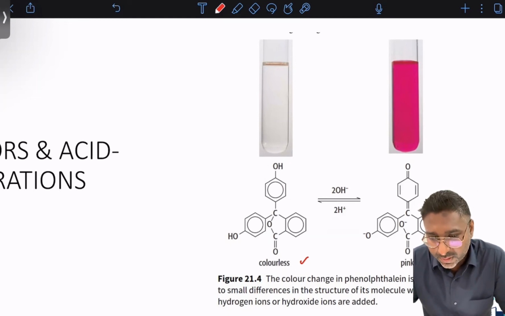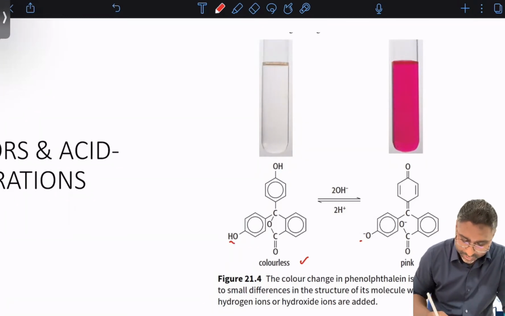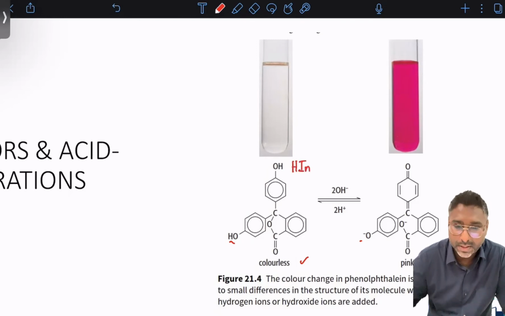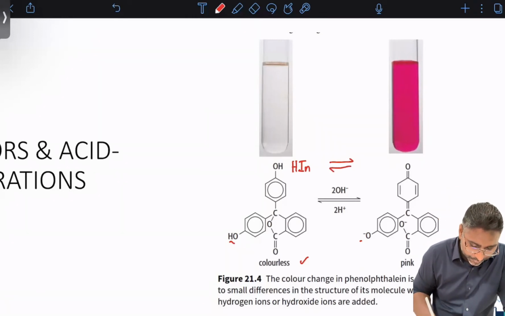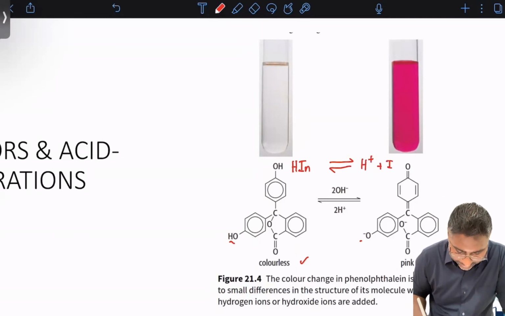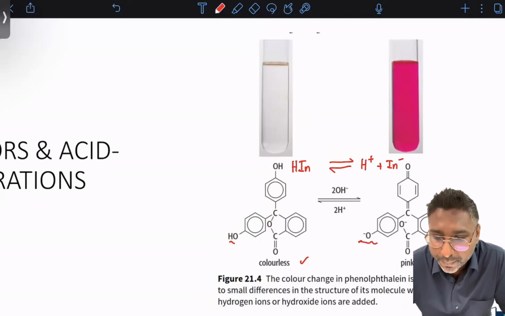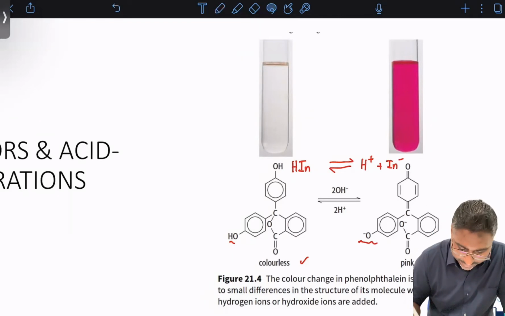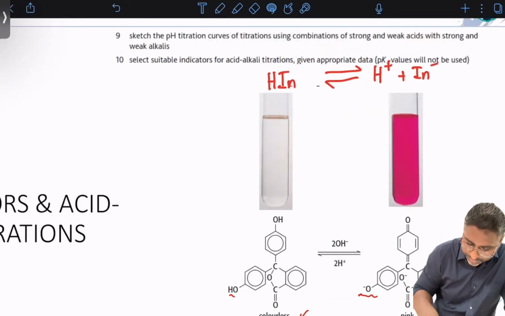In a simple way, let's look at it like this: here there is hydrogen, here there is no hydrogen. So maybe I just simplify it as H indicator. It is going to be at equilibrium with H+ ion and the indicator ion, which is the minus ion. Let's bring this up and make it bigger so that we don't get confused.